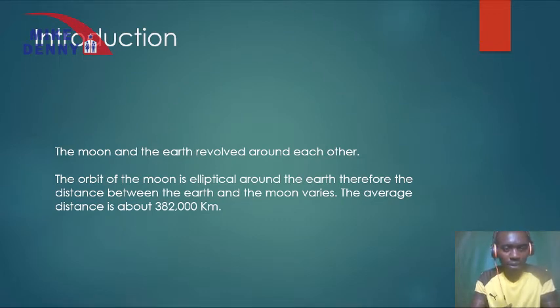Remember, the egg is not round. The egg is elliptical. One of the edges is further away from the center. That is how the moon revolves. It's elliptical. That is why the distance from the center to the pole is different from the distance from the center to the equator. That is why the distance varies at each interval. The average distance between the Earth and the Moon is about 382,000 kilometers. This is the average distance.